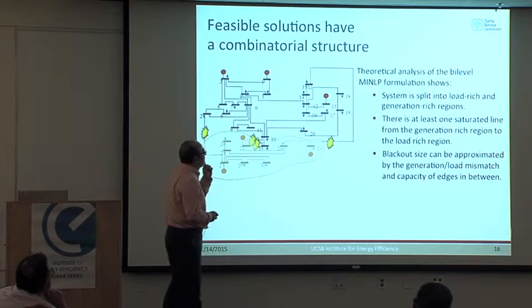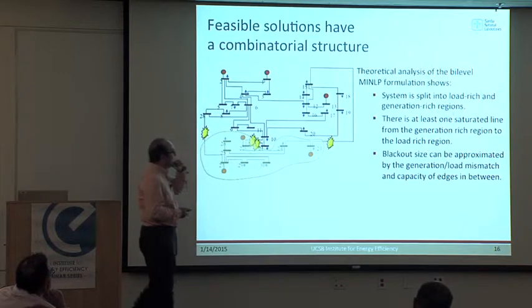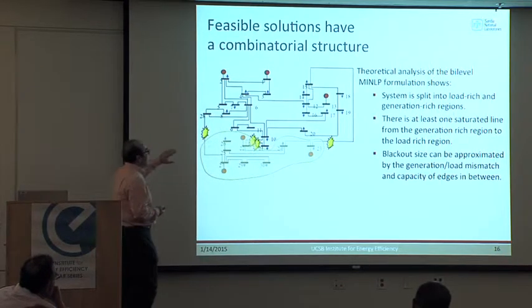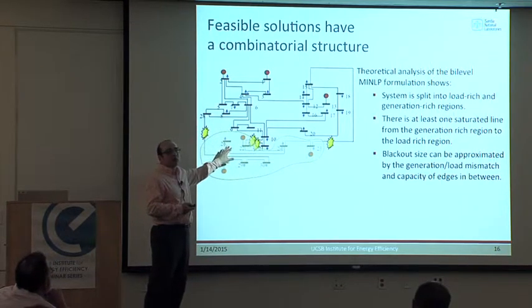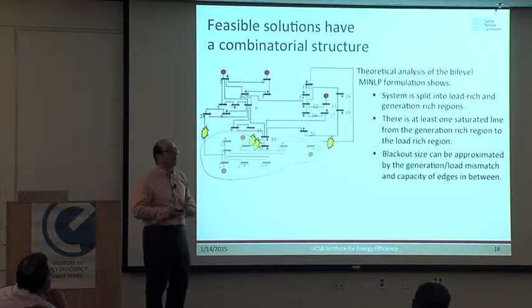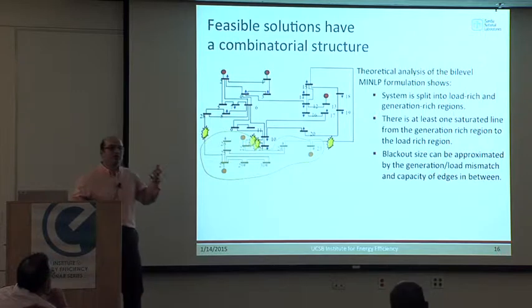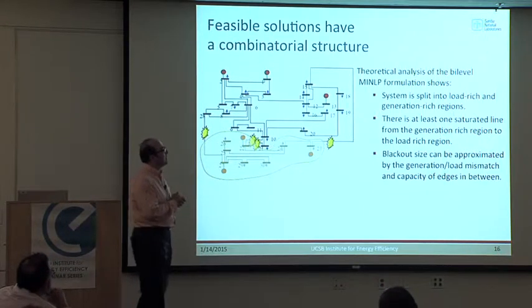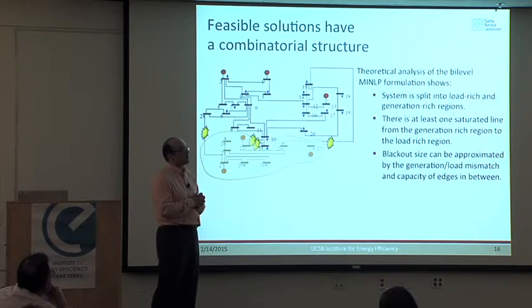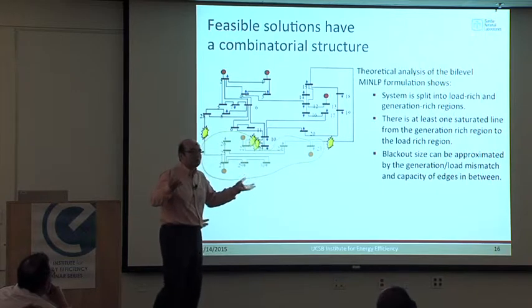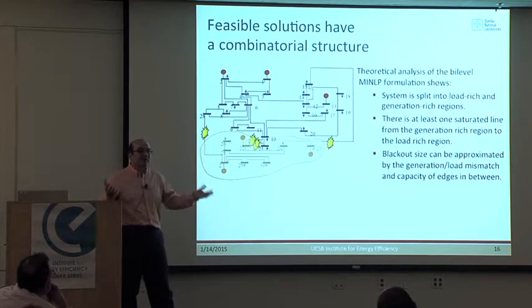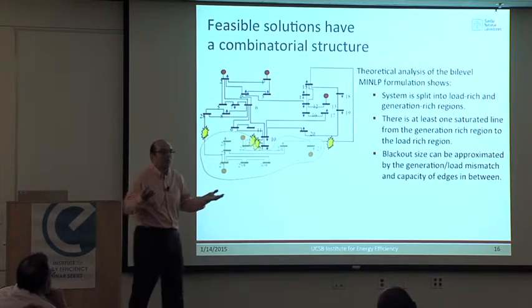So this is another region. So this is exactly what we can prove about the system. At any feasible solution to the problem I'm describing, the system will be split into two regions. One is load rich, and the other one is generation rich. Generation rich means I have excess power, and I don't know what to do with that.